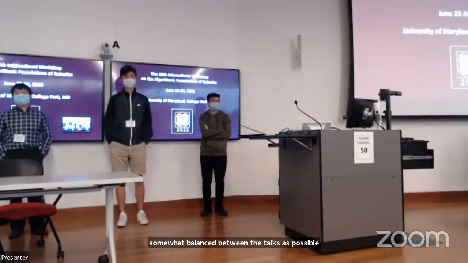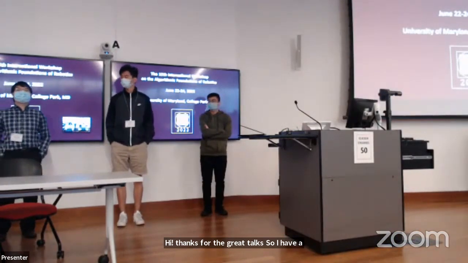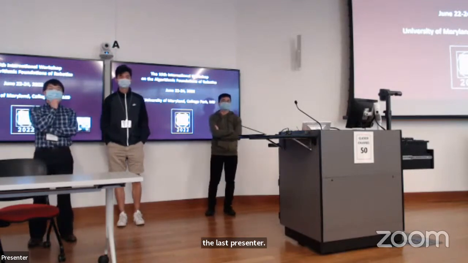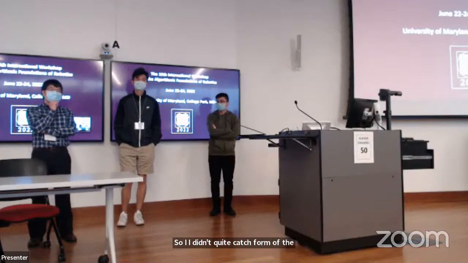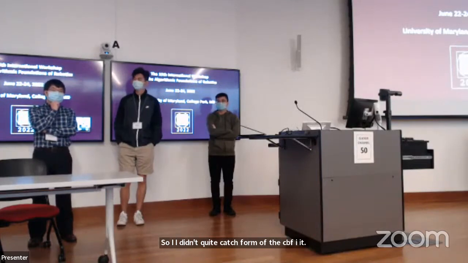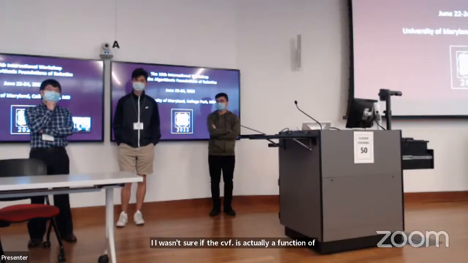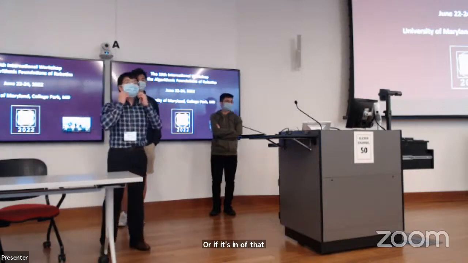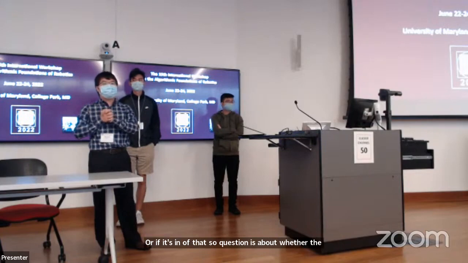Hi, thanks for the great talks. So I have a question for the last presenter. So I didn't quite catch the form of the CBF. I wasn't sure if the CBF is actually a function of your current estimate of W or if it's independent of that. So your question is about whether the current sample W is part of the control barrier function.